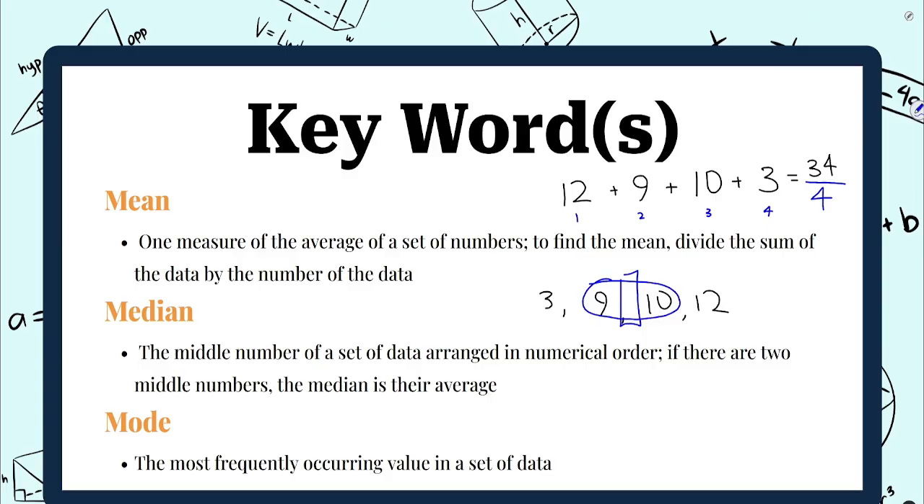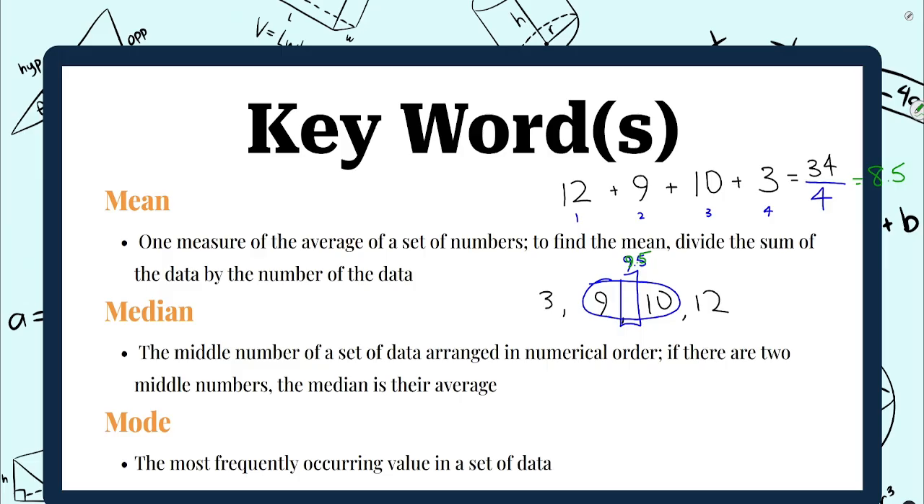If we wanted to solve this one, what we would do is say our median is 9.5. We sort of split that difference. We find the average. So our mean for our set of numbers is, if we actually do 34 divided by 4, we get 8.5. Our median is 9.5. And then the mode is the most frequently occurring value in a set of data.